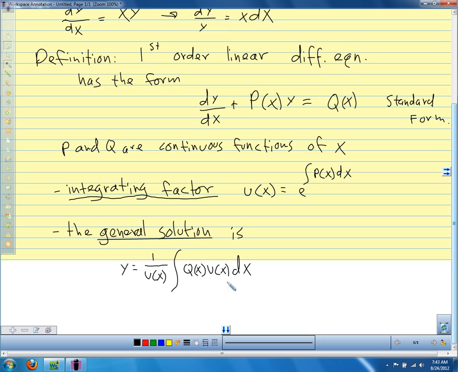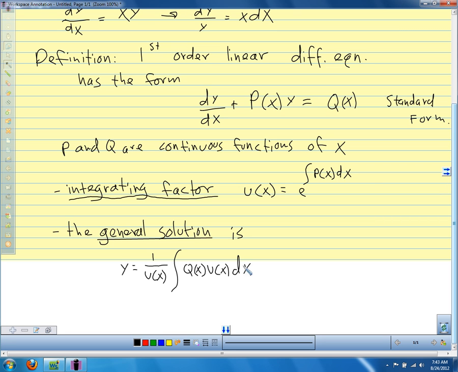I'm big on, rather than memorizing this formula, I like to understand why it works. If you understand why this works, you don't have to memorize the formula. You understand the process. You can memorize this, and it will always work to solve your first order linear differential equation. But once we do an example, I'll explain why the solution takes this form. If you understand the process, I find it much easier.